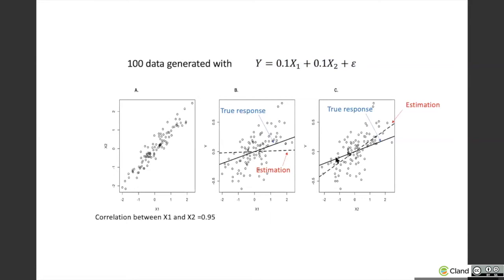The dashed curve corresponds to the estimation obtained with the function GLM of R. It's just a simple linear regression. And here you can see that because of the correlation, the estimation is very far from the true response. If I consider the response of y to x1, I see that the slope of the dashed curve here is very close to zero and very different from the true slope 0.1. If I consider the graphic C, I can see that my estimation overestimates the true response. Here, the slope of the dashed curve is much higher than the true slope, which is equal to 0.1.